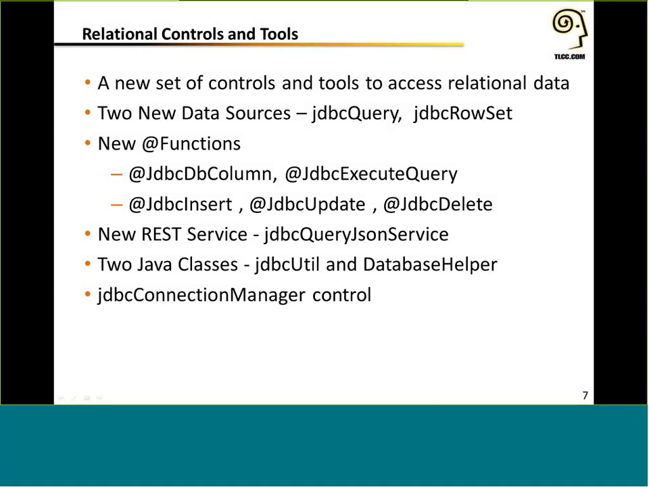There's several JDBC add functions like @JDBCDBColumn to return a column of values from a table, and @JDBCExecuteQuery to execute an SQL query and return a result set for that query. There's also a new REST service type to display relational data in a Dojo data grid, and there's two Java helper classes to write Java code and to access and operate on relational data. Finally, there's a JDBC connection manager control, and that can be optionally added to an XPage to manage multiple connections and also to specify the transaction isolation level.